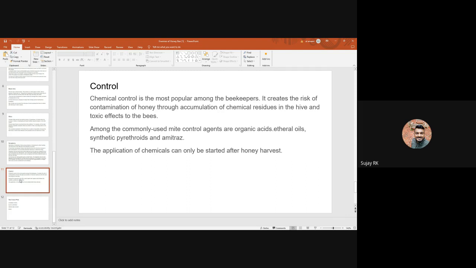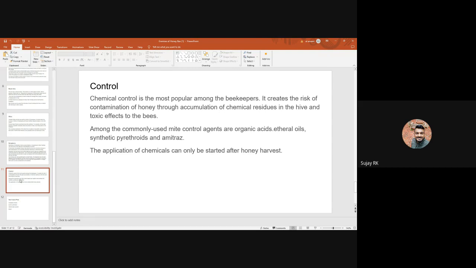So it is always better to extract whatever honey is left in the comb and then start the treatment process. If that is not followed, then it's better not to use that honey which has been treated with these chemicals. The commonly used mite control agents are organic acids, ethereal oils, synthetic steroids and amitraz. These are commercially available in the market as well.